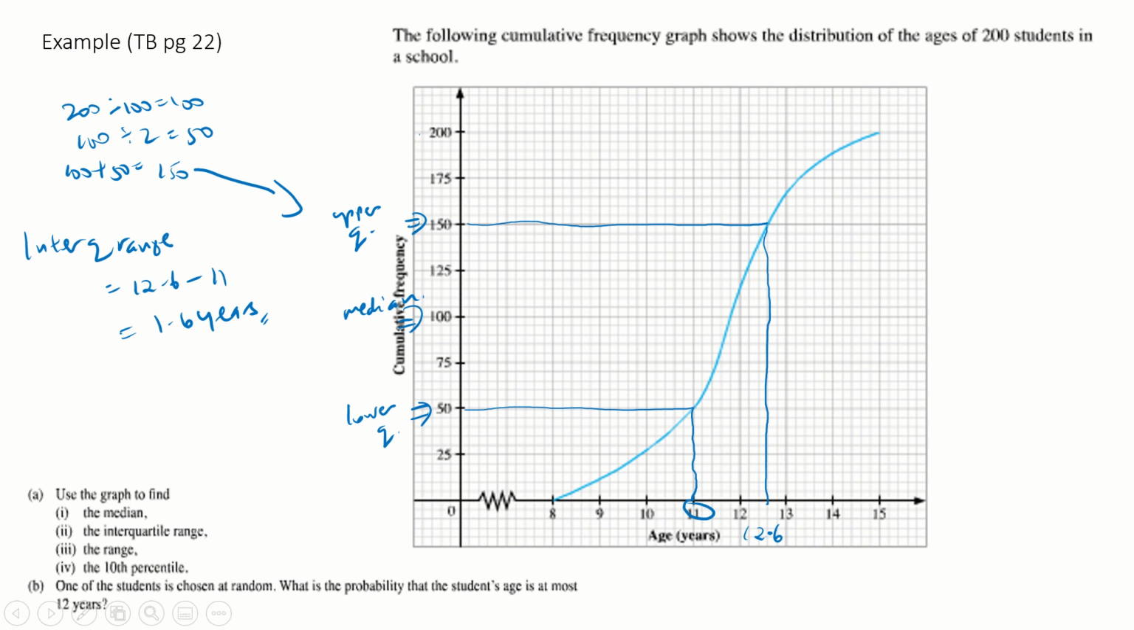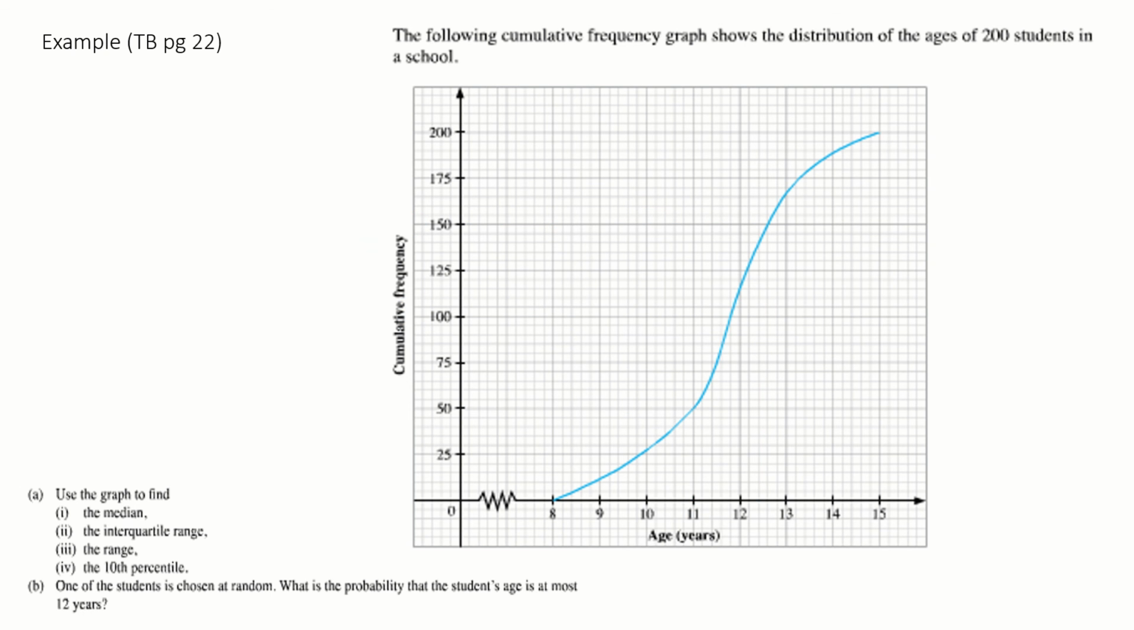Next one, we have the range. To find the range, if you recall, range is always the youngest, where the graph starts at here, and where the graph stops at, which is 15. Therefore, the range is 15 minus 8, 7 years.